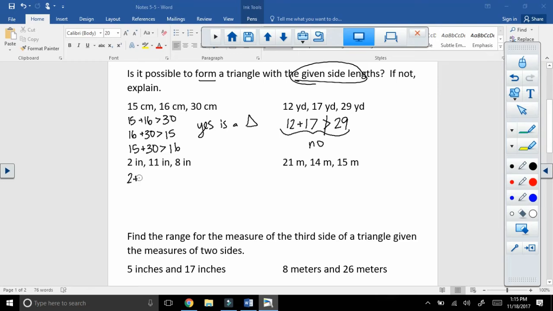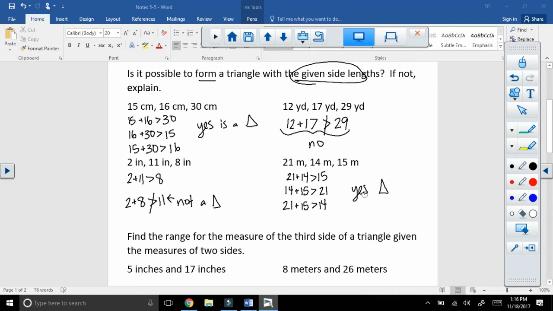For this one here, if I add 2 and 11, that's more than 8, but what happens when I add 2 and 8 together? Well, that's less than 11, so I could just say that 2 plus 8 is not greater than 11, and then write not a triangle, and then this would be my explanation. For this last one, any two of these sides add up to be greater than the third side, and you could write that out. And let's see, 21 and 15 is greater than 14. So yes, this one would be a triangle.